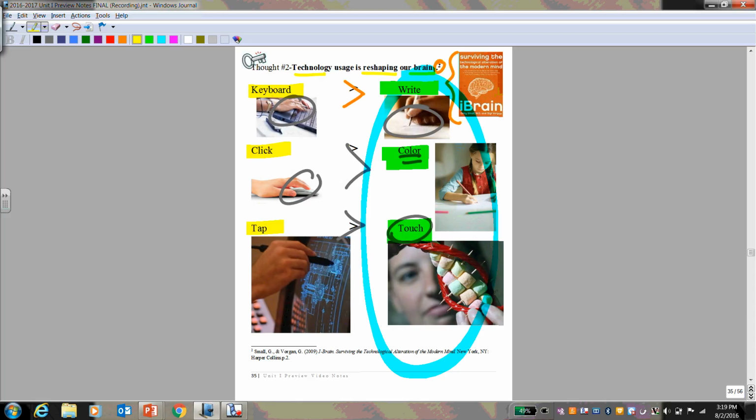So the use of technology is changing the way your brain is wired. And in many ways, it's changing in a detrimental nature. All of that is footnoted. That's key thought number two.